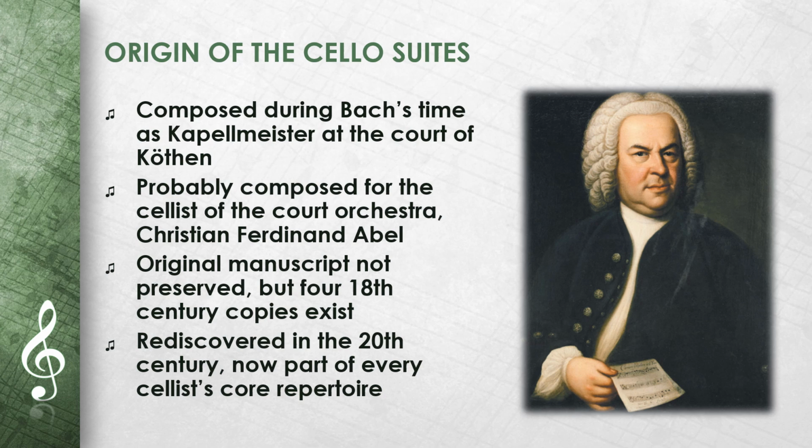The 6 suites for cello solo, BWV 1007 to 1012, were written during Bach's time as Kapellmeister at the court of Köthen, 1717 to 1723. Bach probably composed the suites for the cellist of the court orchestra, Christian Ferdinand Abel. The original manuscript of the suites has not been preserved, but 4 copies from the 18th century do exist.